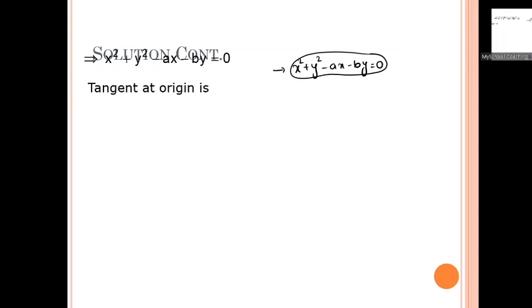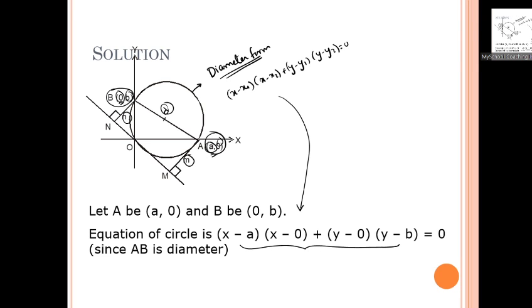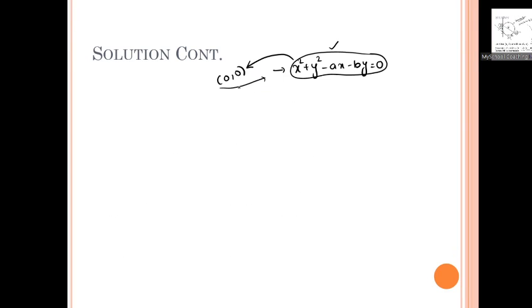Yes, sir. Now, what is the tangent at origin? For this circle, what is the tangent at origin? Origin is (0, 0). Is origin a point on the circle? Yes or no? Yes, sir. Do you know how to find the tangent at any point on a circle? If a point is on the circle, how do you find the tangent at that point? T equals to 0.